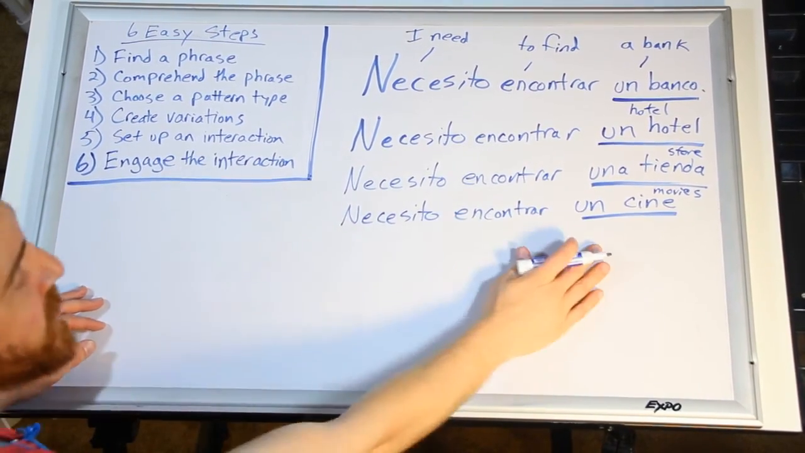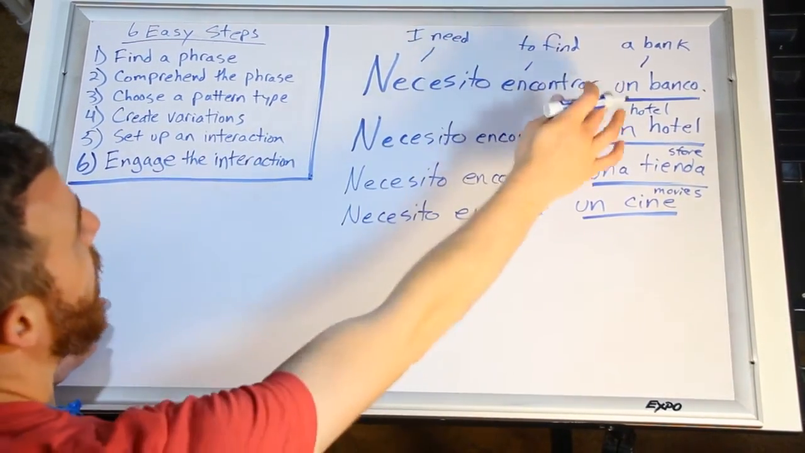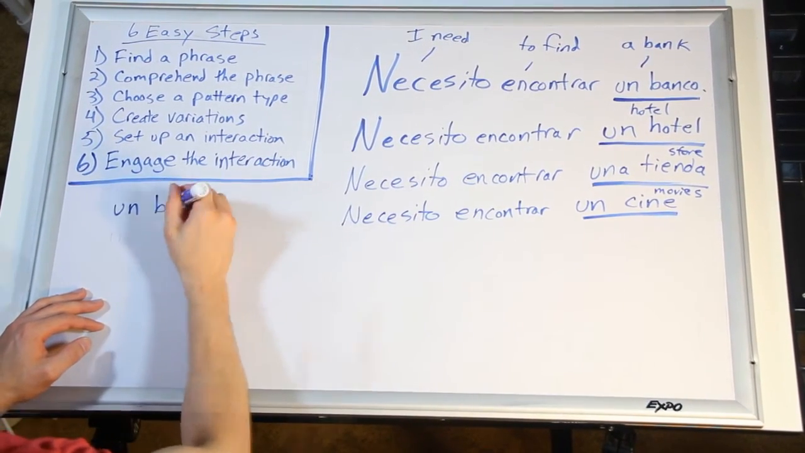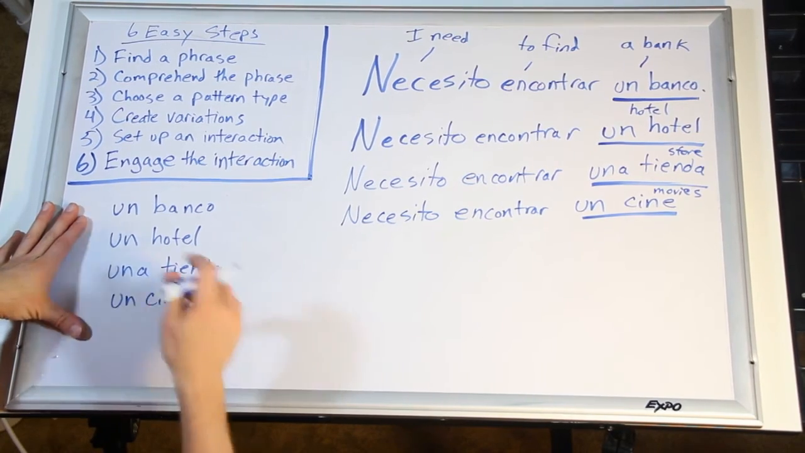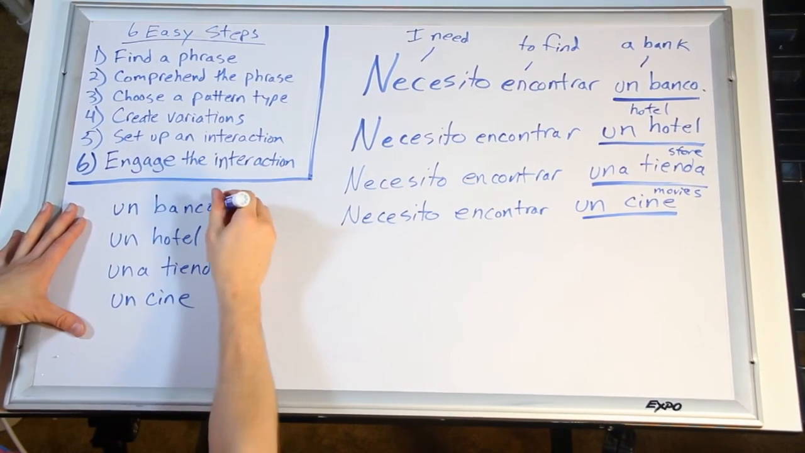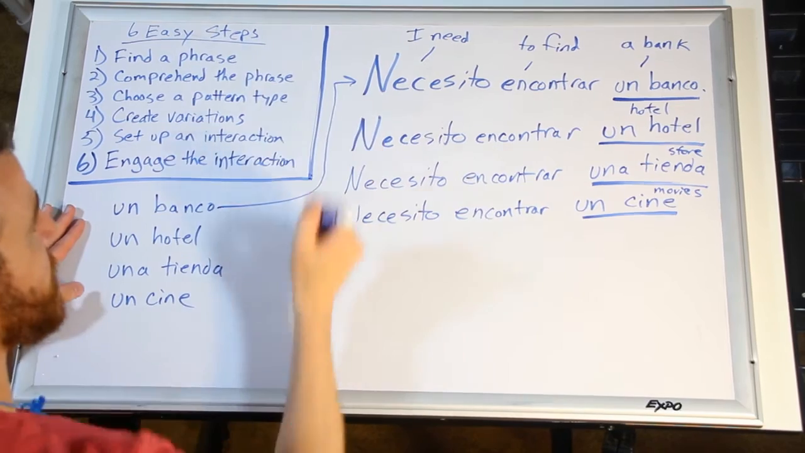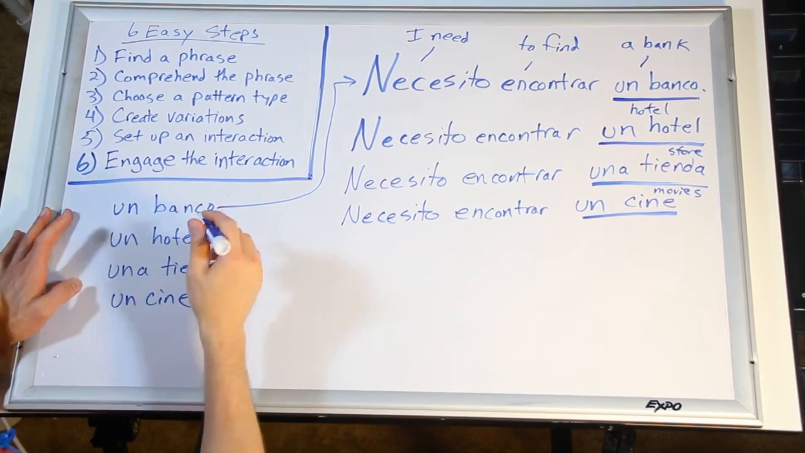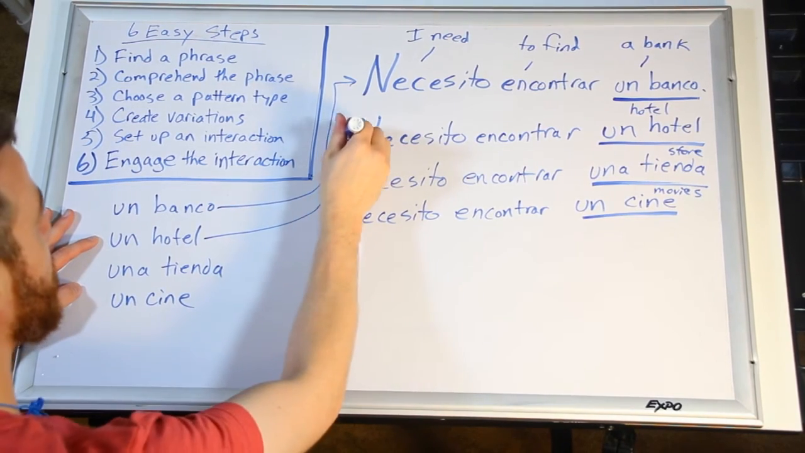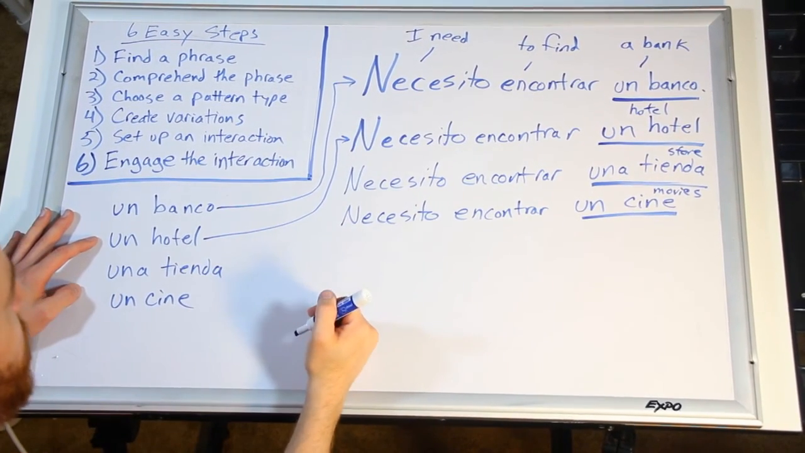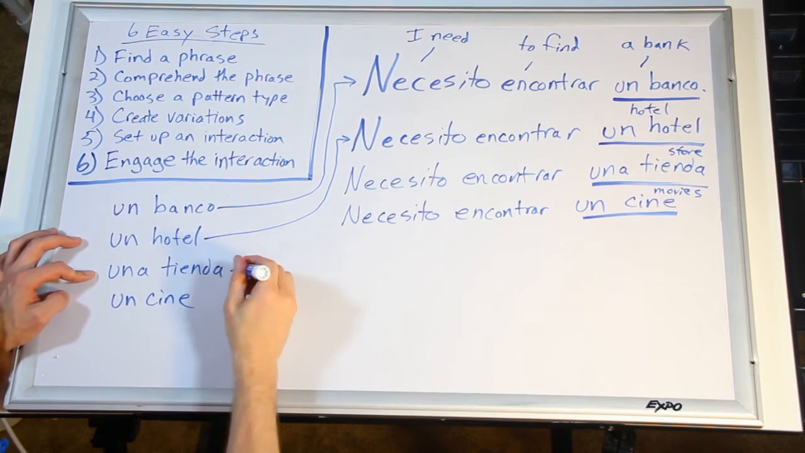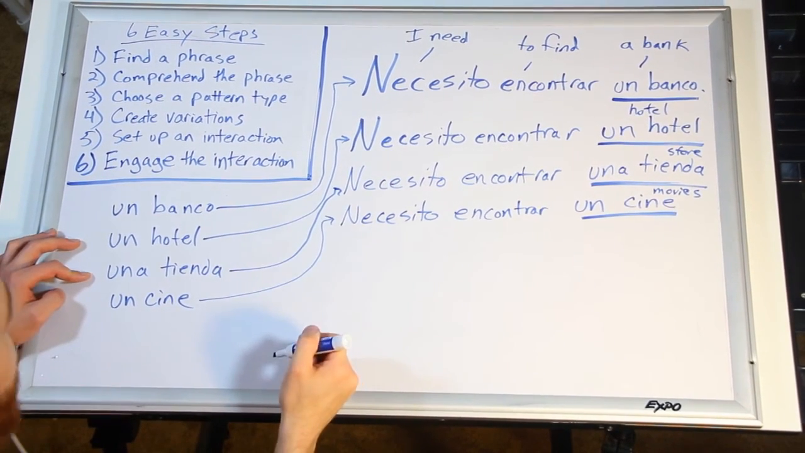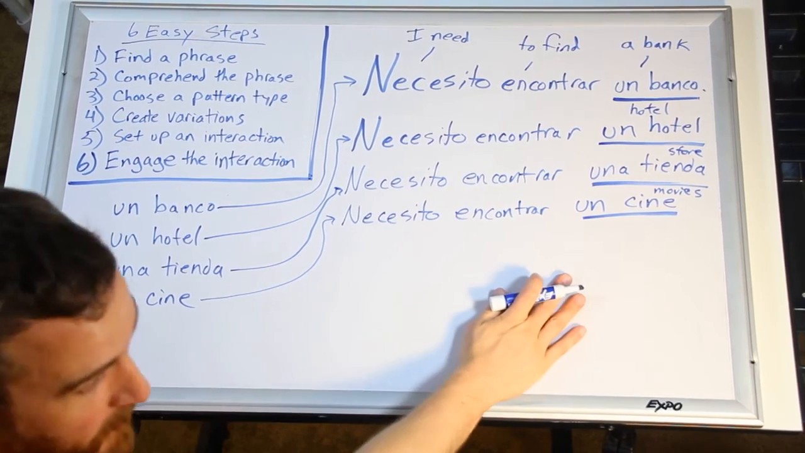So for substitution patterns, it's really easy. I'm just going to use the substituted word as our prompt. So here are our substituted words. Un banco is the prompt, and the response is necesito encontrar un banco. Un hotel is the prompt, and the response is necesito encontrar un hotel. Same with tienda and same with cine. That is our interaction. So prompt, response.